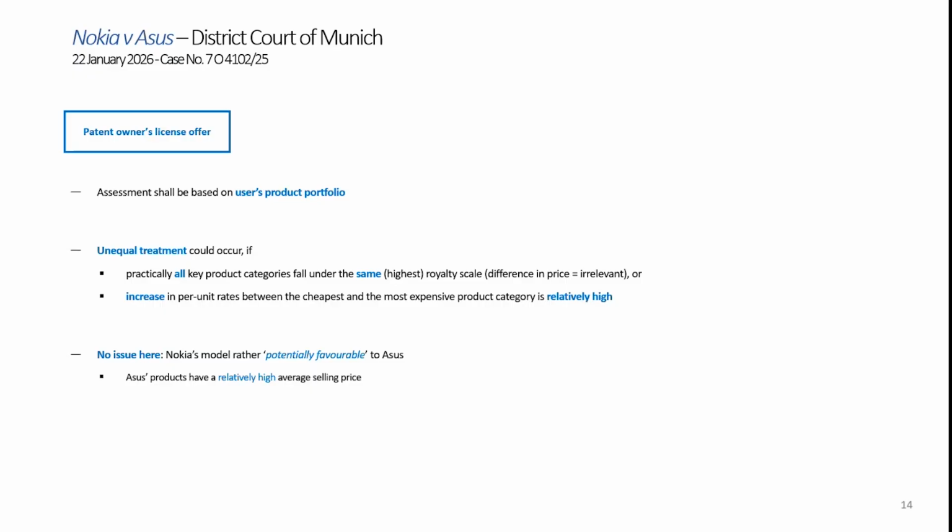So the court just noted that here, and there were some elements of that thinking also in the Wilus Asus decision before. However, this was not of relevance in the present proceedings, because the court said the model that Nokia follows is rather potentially favorable to Asus, which has products in a relatively high average selling price. So any questions around unequal treatment, etc., based on these considerations that I just mentioned, would not really be decisive or applicable here.